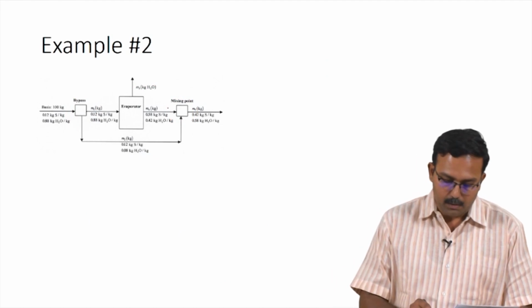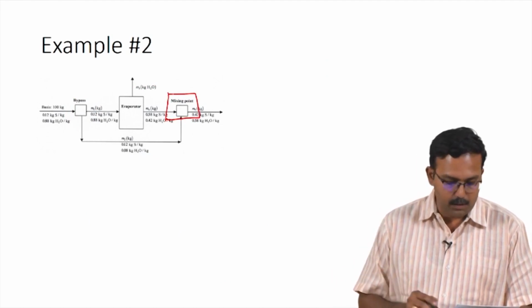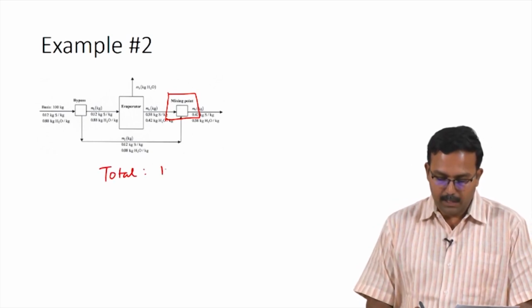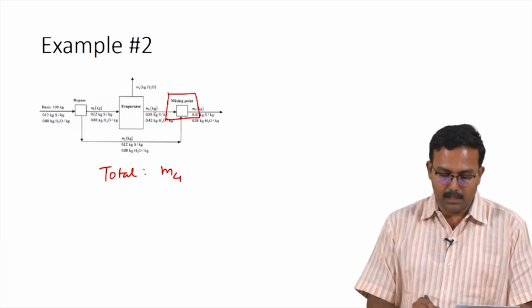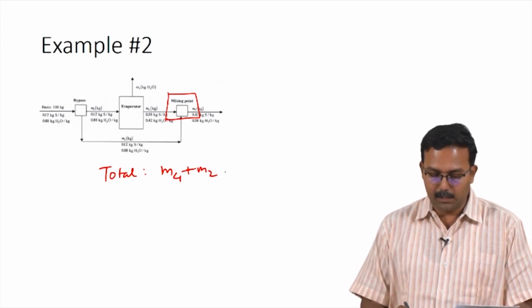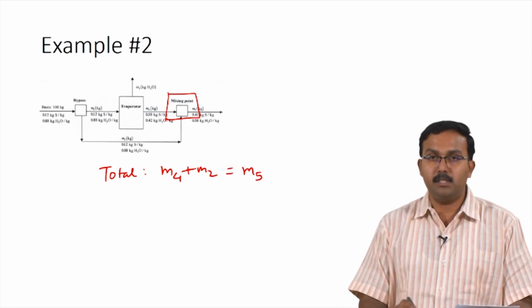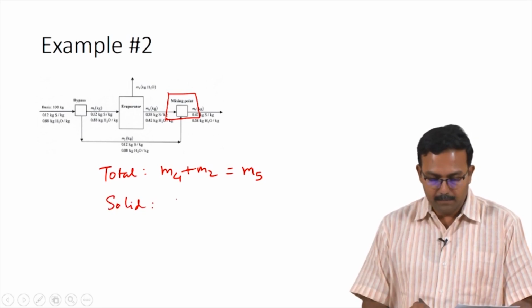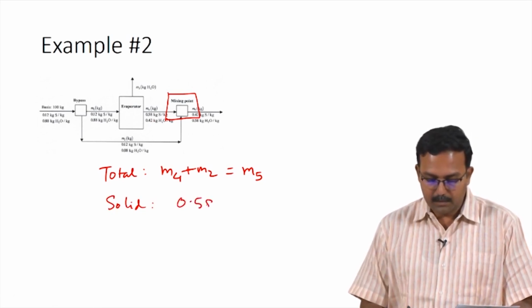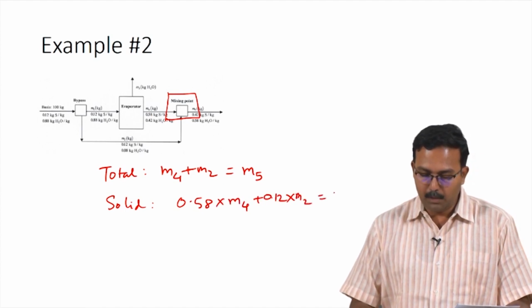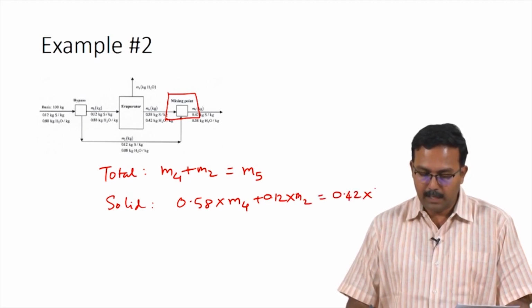So, for the mixing point, let us try to write a balance equation. The total mass balance for the mixing point would be m4, which is the mass entering through the concentrated juice, plus m2, which is the bypass stream also entering the mixing point, giving you a value of m5, which is the final product. We can also write a solids balance. The solids balance would be 0.58, which is the mass fraction of solids in m4, times m4, plus 0.12 times m2, would be equal to 0.42 times m5.